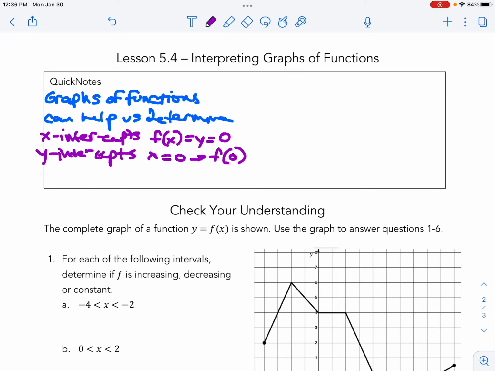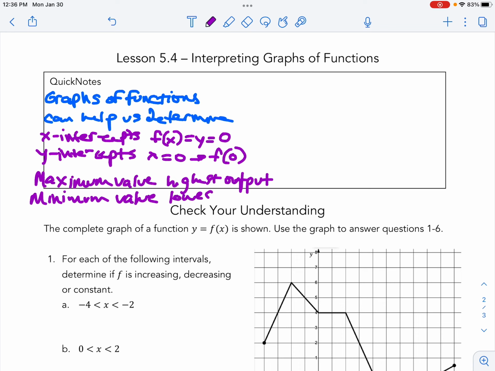We also want to mention, again, a common phrase, both max and mins. So a maximum value is going to be our highest output. And a minimum value is our lowest output. So in those scenarios, we would be looking at the output, at the y value specifically, for those.